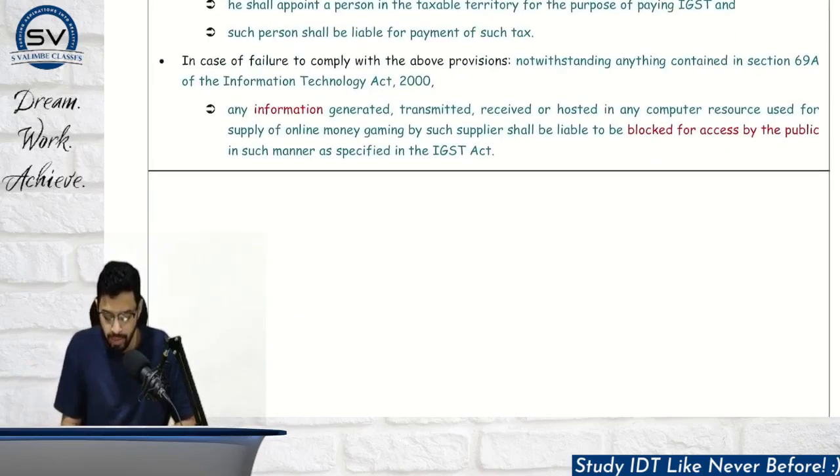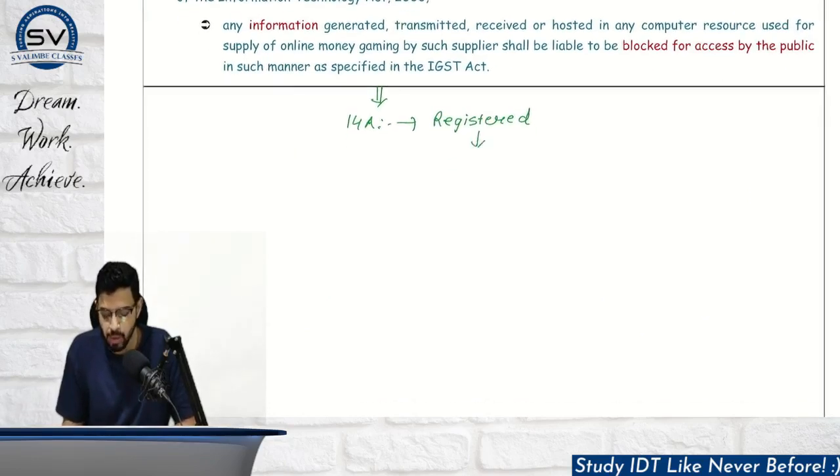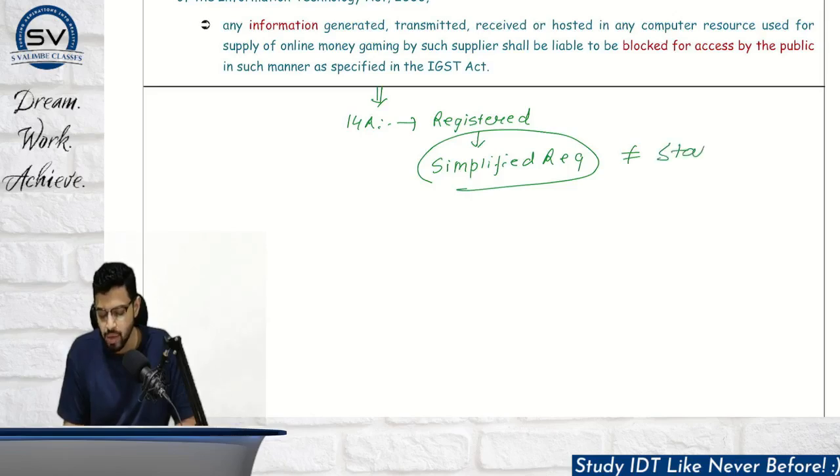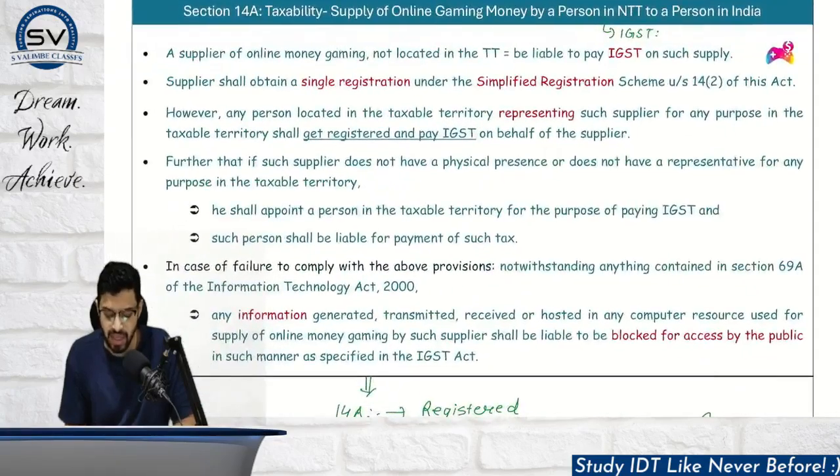One important point to be noted with respect to section number 14A. The person that is going to pay IGST has to get registered in India, right? That is clear, because without registration, he is not going to pay IGST. For the purpose of registration, he is going to be registered in a simplified registration scheme. So this is basically not related to any state. In his registration, there is no state. He is registered all over India. So single registration is obtained, that is not state specific.